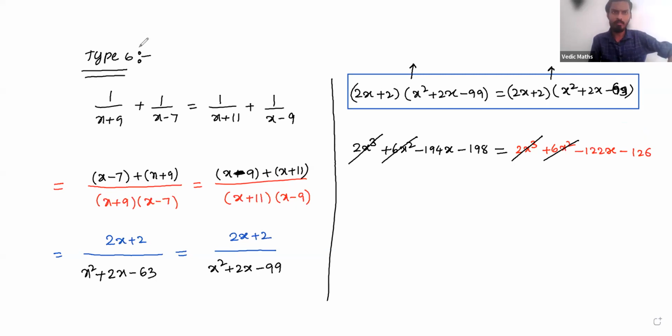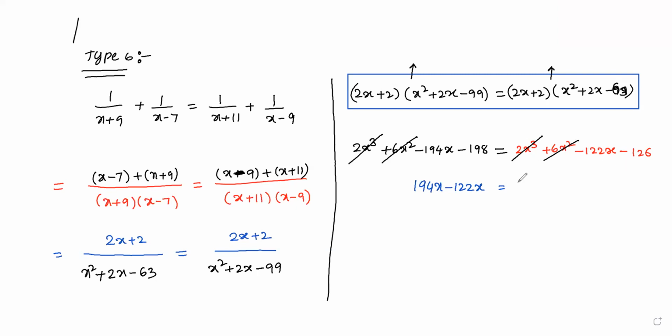Any doubt up to here? Yes. Okay, right. And if you transpose the value from one side to the other, let us see what happens here. So 194x minus 122x, and after that let me take this value to this side.